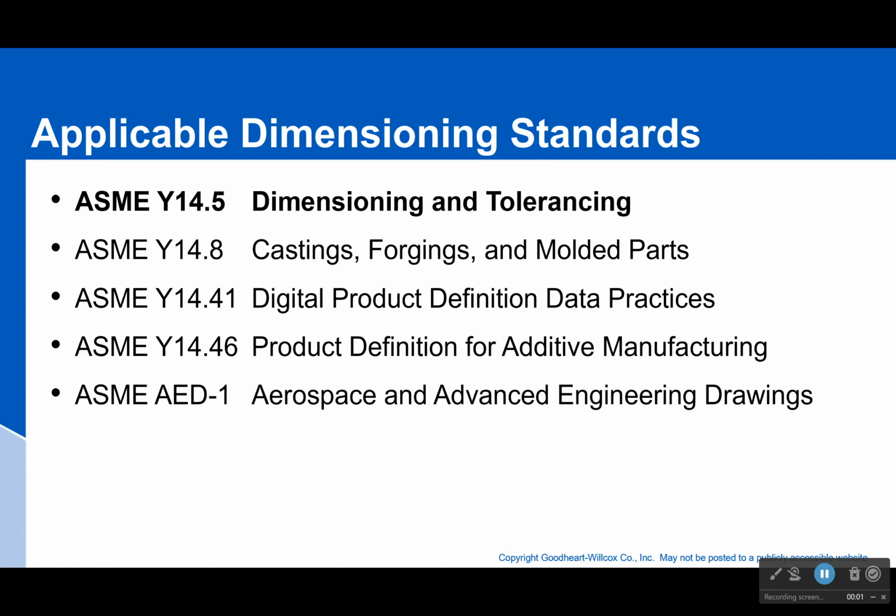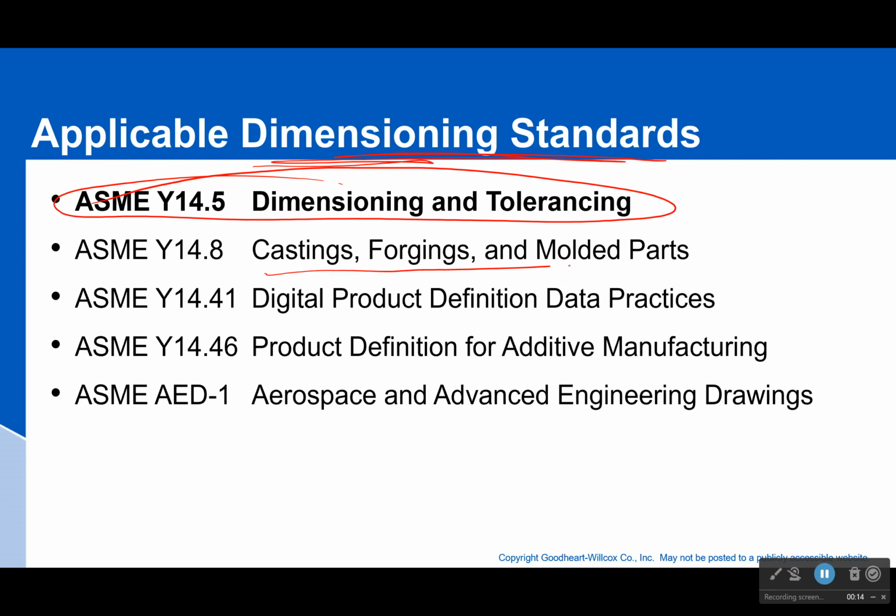Okay, so we talked about those dimensioning standards last time, and this course is all about a particular dimensioning standard. Now, there are a lot of them, and what we're going to be focusing on is this one, the dimensioning and tolerancing standard. There are also ones for casting, forging, and molded, for digital products, for additive manufacturing, and also for aerospace, my beloved aerospace, and advanced engineering drawings. So this is what we care about, this is what's good for us.